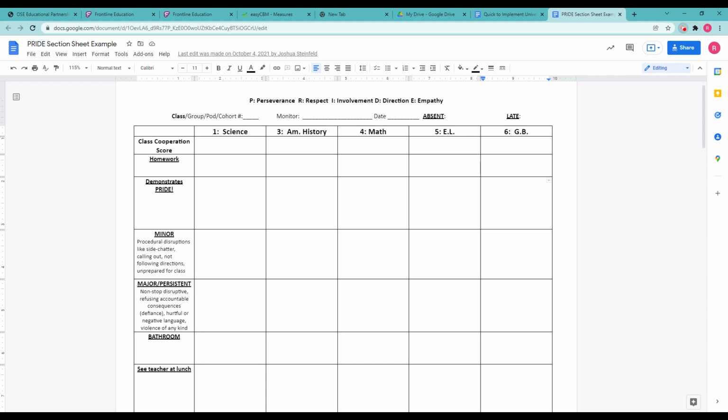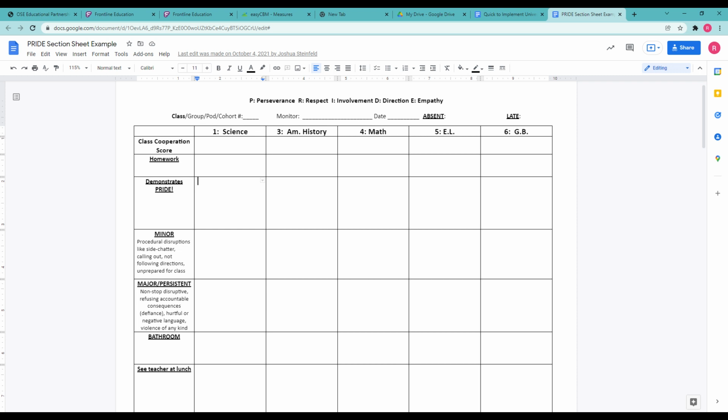In addition to that, we have a place for folks to jot down whether or not the students have done their homework. In this school where they're using this, their PBIS expectations are PRIDE, or spell out pride. And so anytime a student shows one of those positive behaviors, a teacher is able to note that here on this document. Teachers are also able to take note of when students engage in minor behaviors and keep track of those.